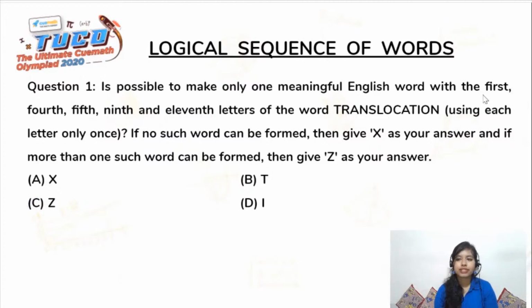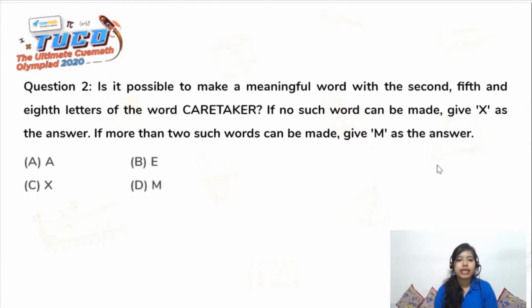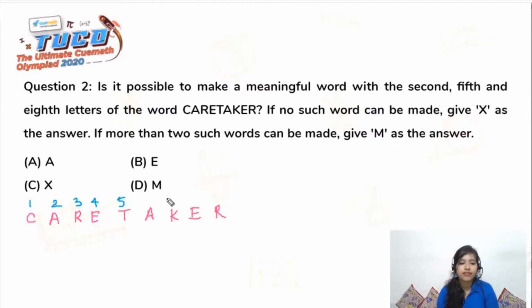Let me take you to the next question. Here goes our next one. Is it possible to make a meaningful word with the second, fifth and eighth letters of the word caretaker? So let's again quickly write down the word caretaker. C-A-R-E-T-A-K-E-R. This is our word caretaker. And now let's mark the positions. 1, 2, 3, 4, 5, 6, 7, 8, 9.